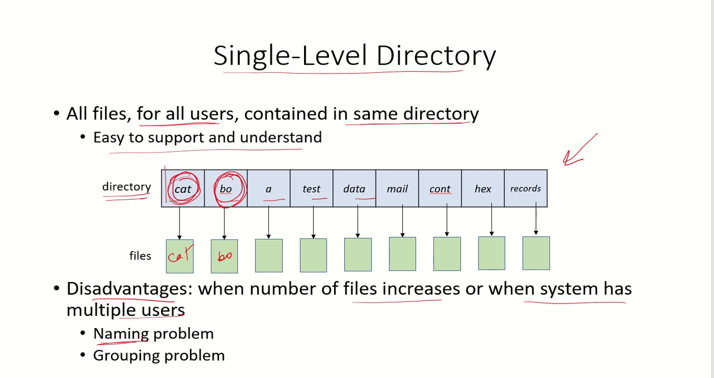So if two users want to have the same name for different files, this will become a problem in the single level directory. Also grouping will become a problem, because in the directory no subgroups can be formed, because there is just one level of directory.